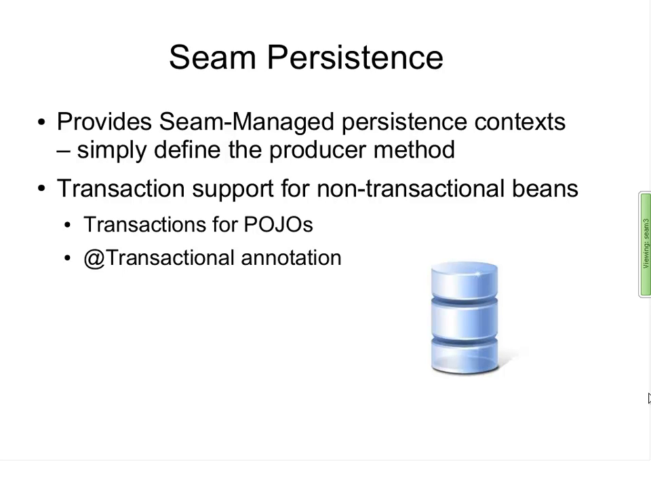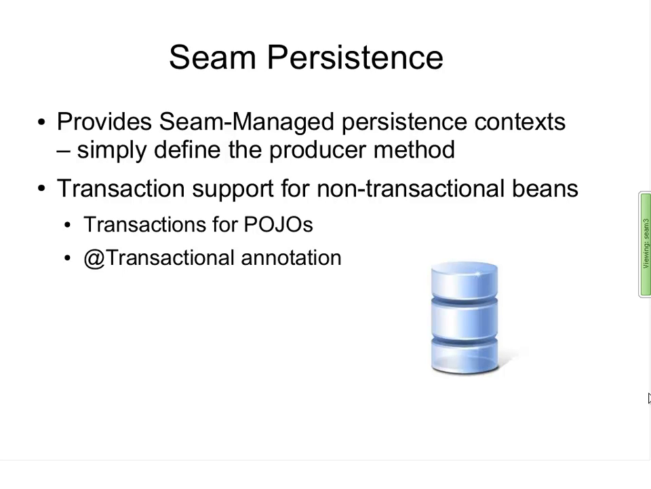So what it does is firstly allow you to define a Seam managed persistence context, which you can then use within your application to scope the persistence context to the conversation scope. We'll take a closer look at this feature in a moment. And secondly, it provides transaction support for non-transactional beans.